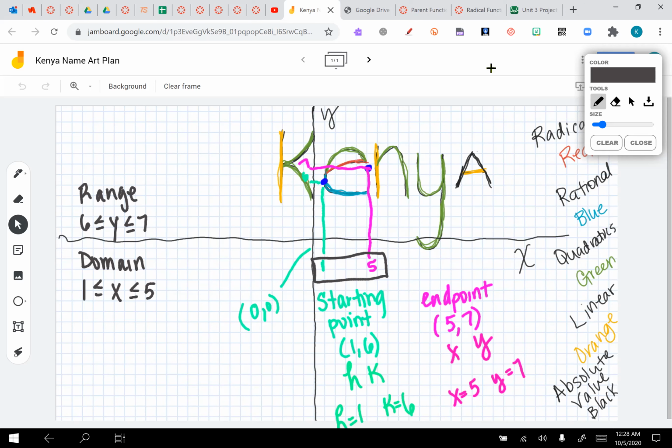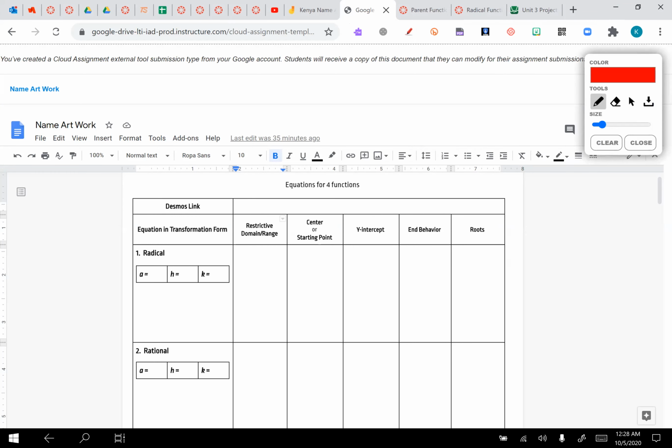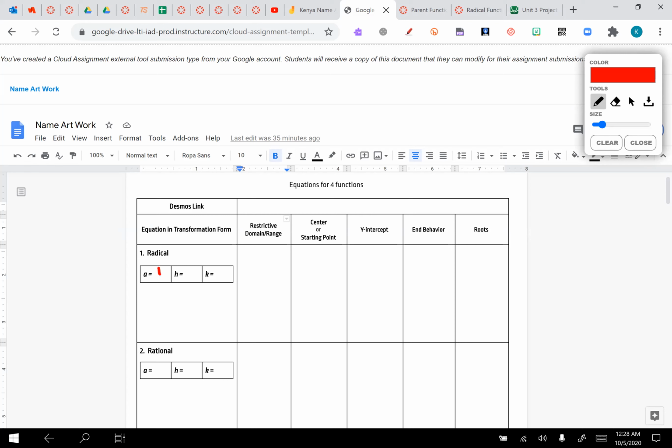So now let's go ahead and start filling out our table, because we got enough information to fill out some stuff. So here we go. This is 1/2. This is 1, and this is 6. The function is y equals 1/2 square root of x minus 1 plus 6. The domain is 1 to 5, right? The range is 5 to 7. No, 6 to 7. It's 6 to 7. Don't forget to make that a y. All right, your starting point is 1, 6.